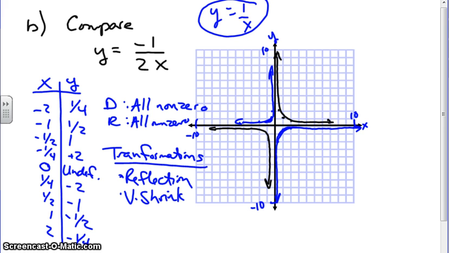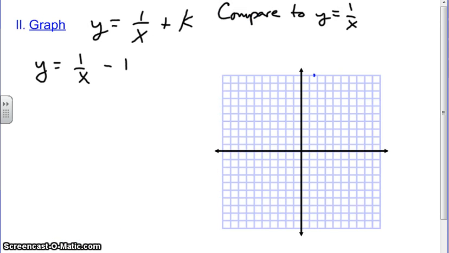Okay? So vertical shrink. And has it shifted up or down? Or left or right? No. So the asymptotes are still where we have found them before. Okay? So the asymptotes are at x equals 0 and y equals 0 still. We're about to see a change in that. At least, now this is something a little different. We're going to subtract 1.